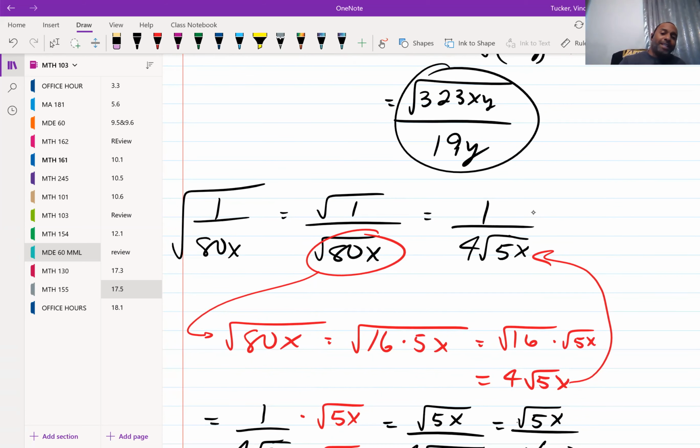So I broke up the 80 into 16 times 5. Here's what I can take the square root of. Here's what I cannot take the square root of. You can't take the square root of x. And so take the square root of 16, that's 4, and leave the 5x under the radical. So that's how we got this situation right here.